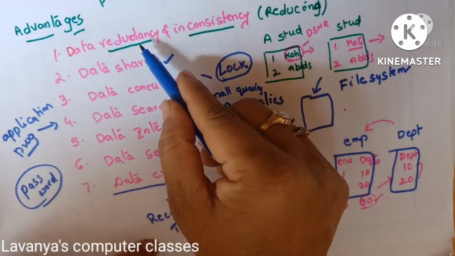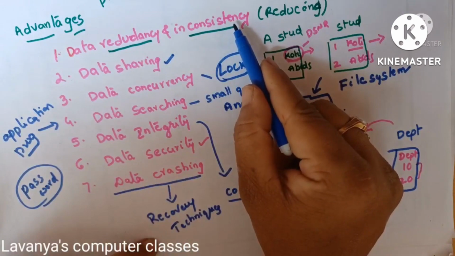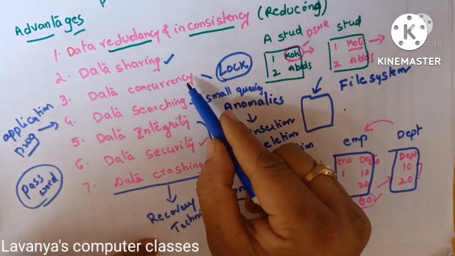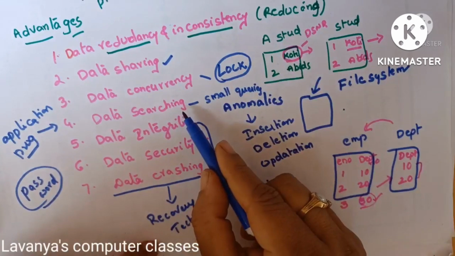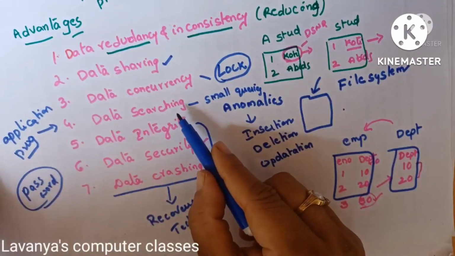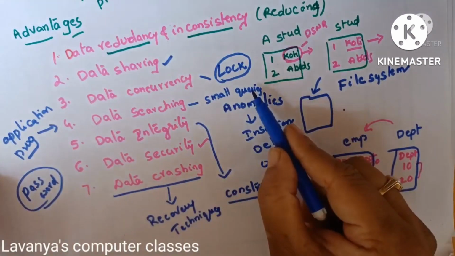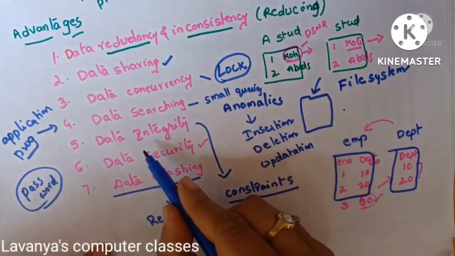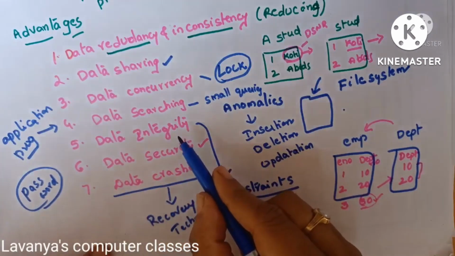Data redundancy is reduced, and because redundancy is reduced, all the data automatically stays consistent. Data sharing is improved. Data concurrency we maintain using locking systems. Data searching is very easy, and we can search data very quickly in DBMS because we have only small queries and inbuilt functions. Using inbuilt functions we can easily search the data, and we maintain data integrity rules. Integrity constraints are there.